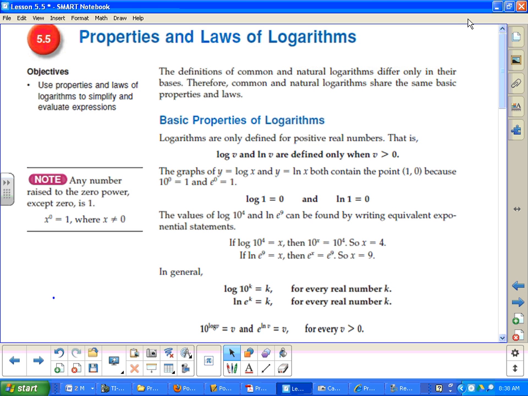The graphs of them contain both the point (1, 0). So the log of 1 is equal to 0, and the natural log of 1 is equal to 0. And that should make sense because we're talking about exponents. Okay? 10 to the power of 0 is 1, and e to the power of 0 is 1. So that should make sense.